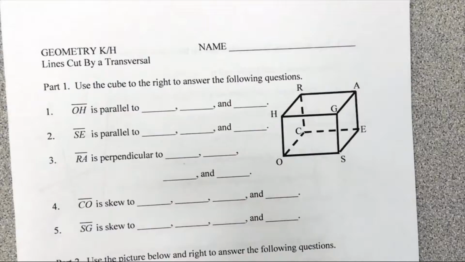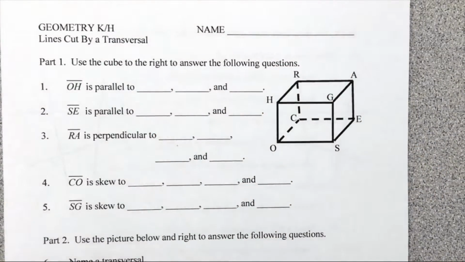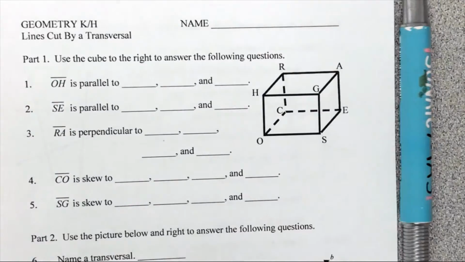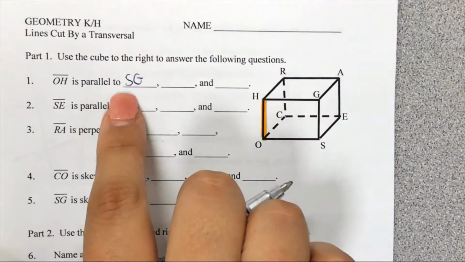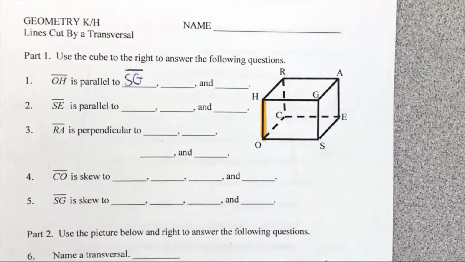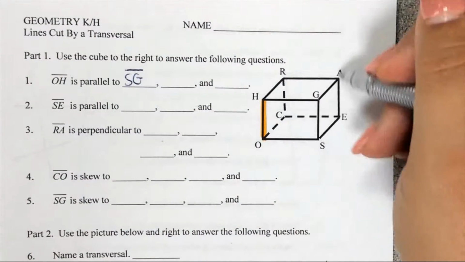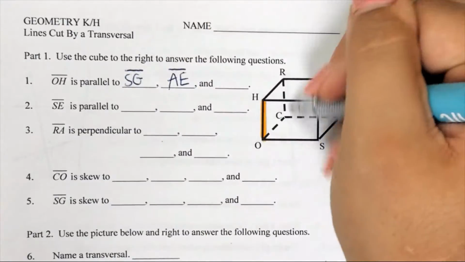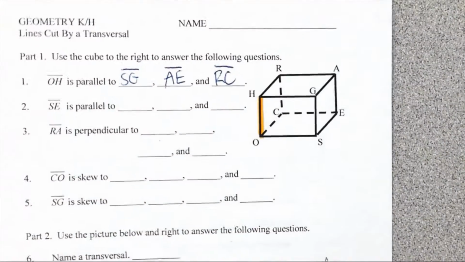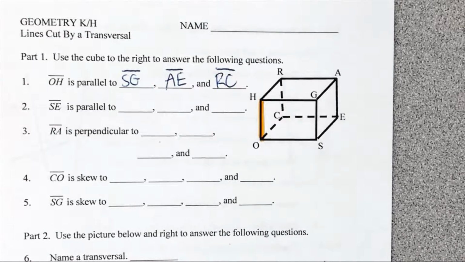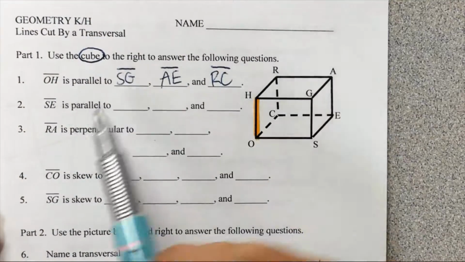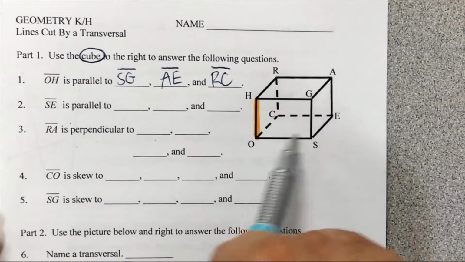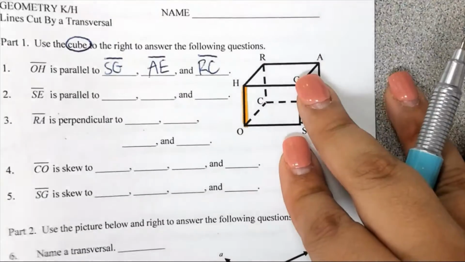So this top part, you're just answering these questions. I will count off. Which lines is OH parallel to? SG. If you put that, I'm counting off. It's a segment. It needs a segment. SG, AE, and RC. So you're just answering these questions, goes back to points, lines, and planes. It does tell you this is a cube, so you're not assuming they're parallel, you're not assuming perpendicular. Cubes have squares on them, so you know that they are perpendicular.